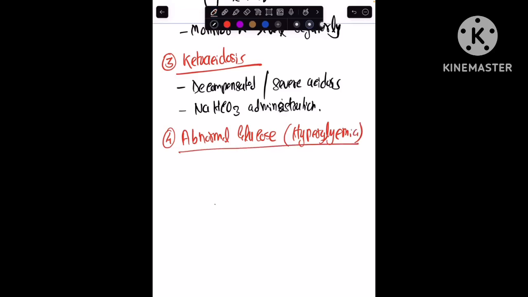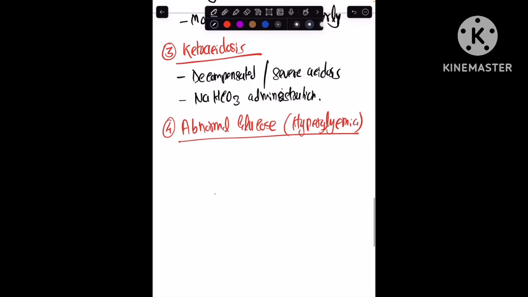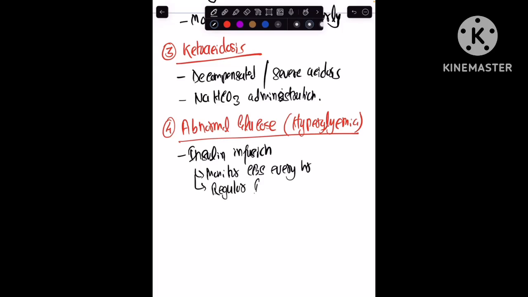So for hyperglycemia, we start with insulin infusion. Okay, so we start with insulin infusion. It has to be started bedside, and on top of that, we have to monitor glucose, CBS, every hour. And one more thing is that normally we use regular insulin. Now regular insulin is a short acting insulin.